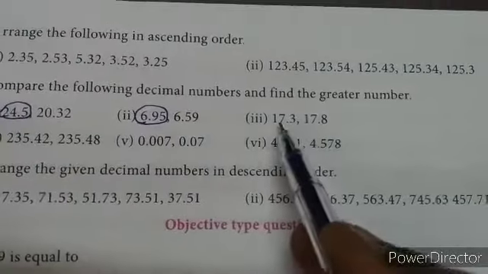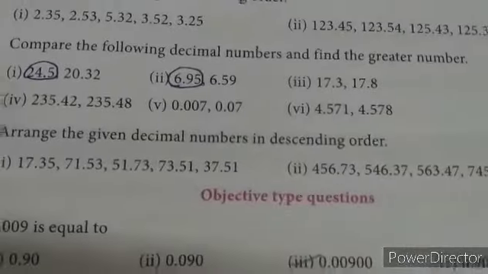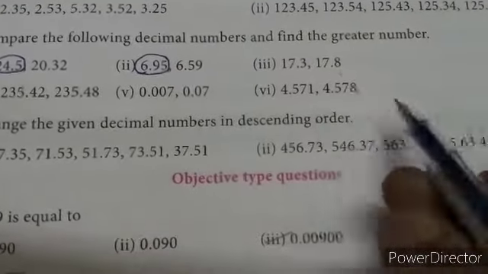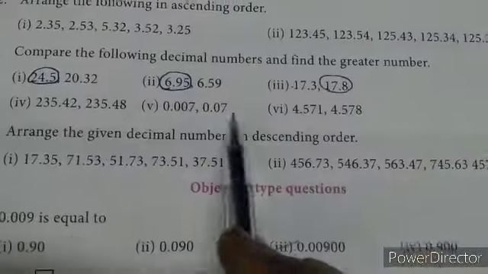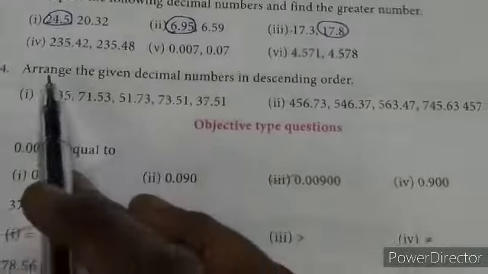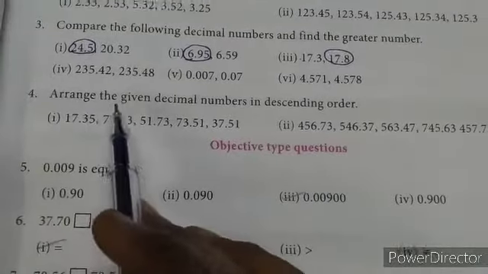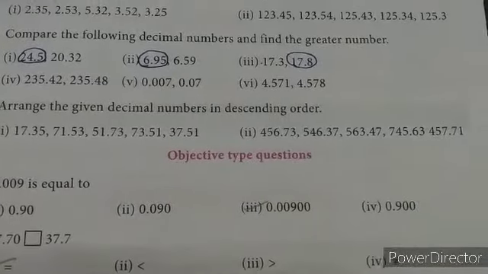Next one, 17.3 and 17.8. Now 17.8 is greater than 17.3. The rest of the sums you can try as homework. Let's move to question number 4. Arrange the given decimal numbers in descending order. We have to arrange the numbers from big to small.